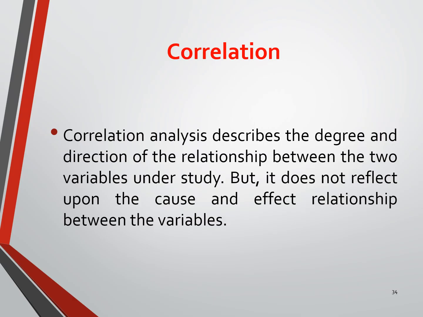For that relationship, correlation is used, but it does not reflect cause and effect, because there are chances that the person's age is more, but height is lower. So there is no cause and effect relationship. When we have to establish the cause and effect relationship, we go to regression analysis. When we only have to look at the direction and the degree of relationship, we go to correlation.